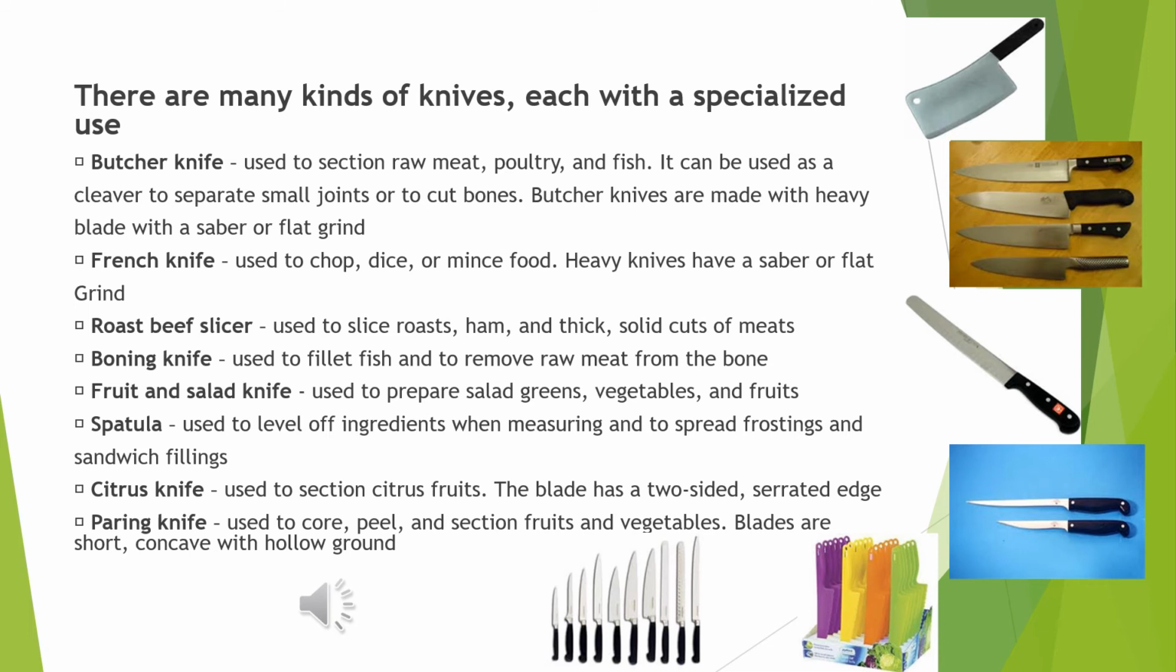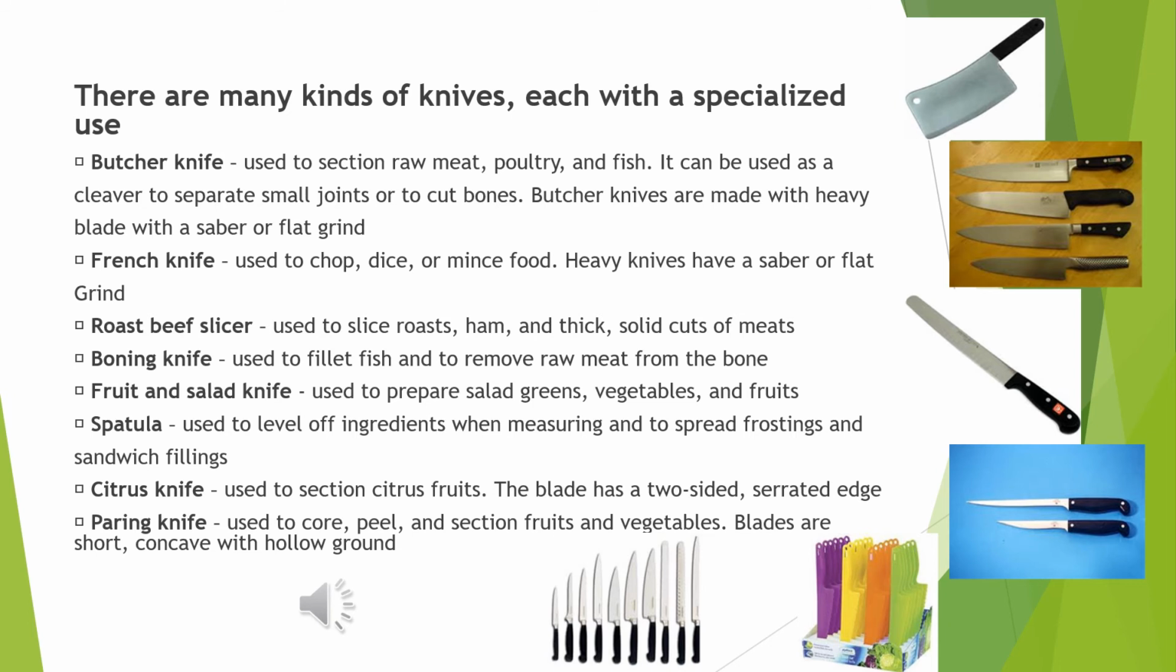And also we have the French knife, used to chop, dice, or mince food. Heavy knives have a saber or flat grind. And also we have the roast beef slicer, used to slice roast, ham, and thick solid cuts of meats. And also we have the boning knife, used to fillet fish and to remove raw meat from the bone. And also we have the fruit and salad knife, used to prepare salad greens, vegetables, and fruits.